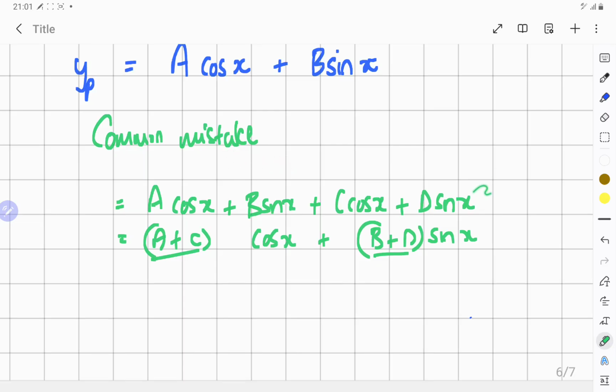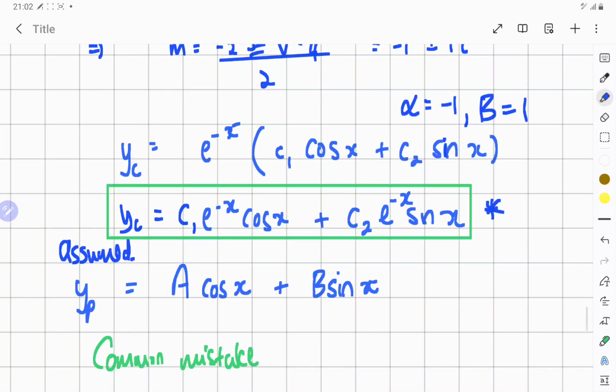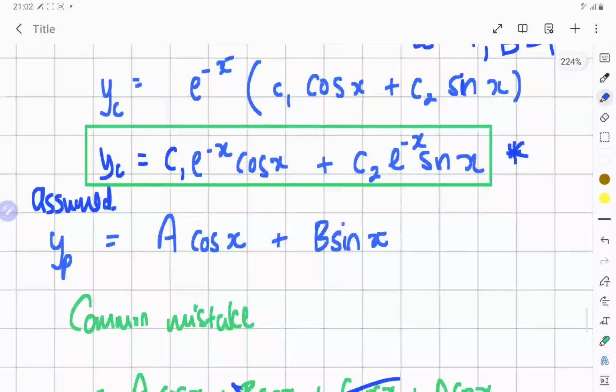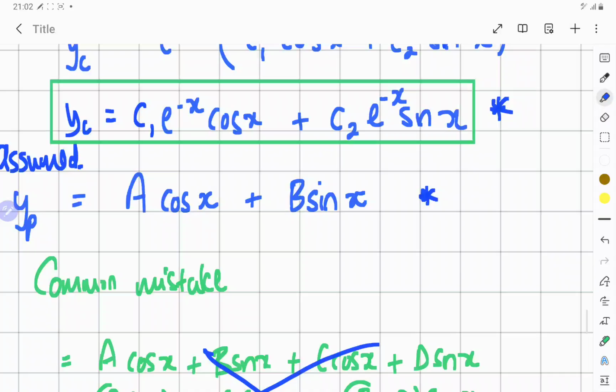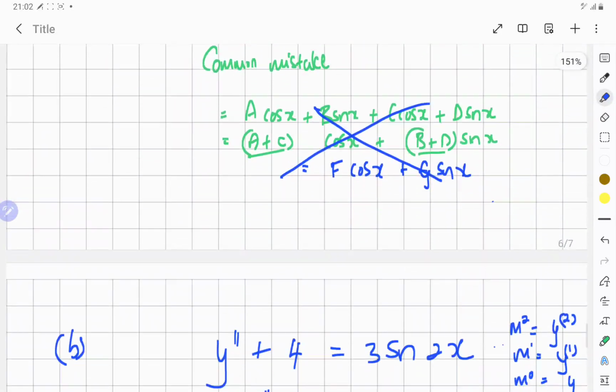But why don't you have to do this? Because if you take out cos as a common factor, you get a plus c. If you take out sine as a common factor, you get b plus d. What do you all see here? That we actually just get constant cos x plus constant sine x. And for that reason, you don't have to do this. You will just say that your assumed particular solution is a cos x plus b sine x. So I hope that is clear.